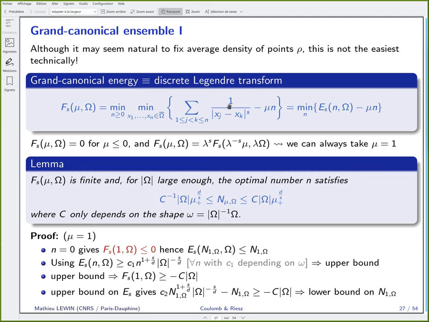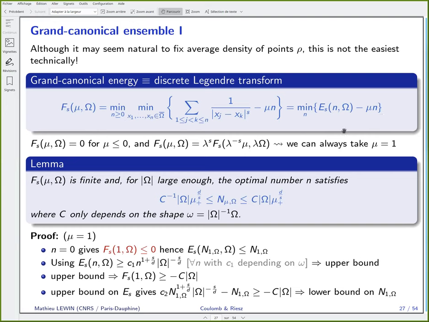Okay, so it's pretty clear then that if mu is negative, then you just do not want to put any point at all. So then the minimum is attained when n is equal to zero. So when mu is negative, it's obvious there will be no point. So you have to take mu positive.